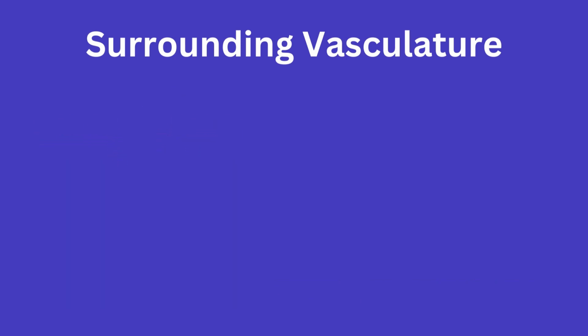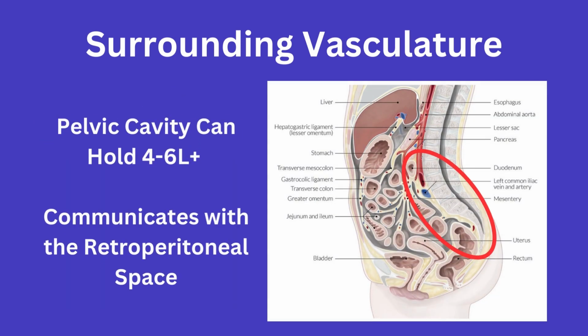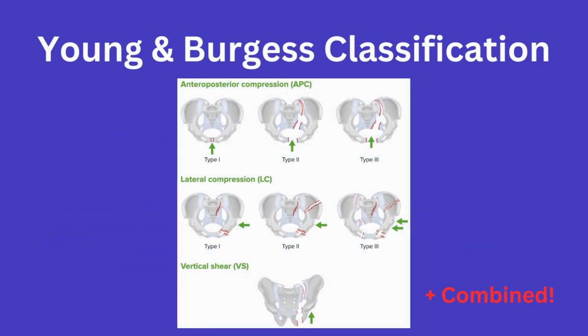The pelvic cavity can store about 4 to 6 liters of blood, sometimes even more than this, and communicates with the retroperitoneal space, which we know is not picked up on the FAST scan, thus emphasizing the urgency that needs to be taken with pelvic ring injuries. The Young and Burgess classification has 4 major categories based on the direction of compression at the time of injury: anterior-posterior compression, lateral compression, vertical shear, and combined.